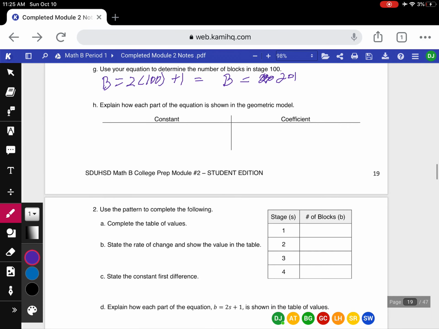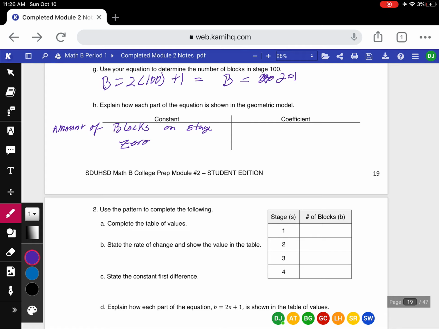Now what I want us to do is explain how each part of the equation is shown in the geometric model. And as we discussed, the constant is the amount of blocks on stage 0. So basically, whatever our rate of change is, whatever we're adding each time, we just got to go backwards to stage 0. Okay?